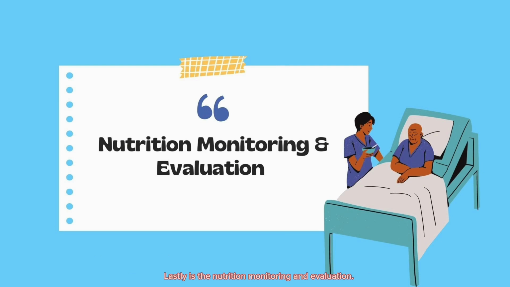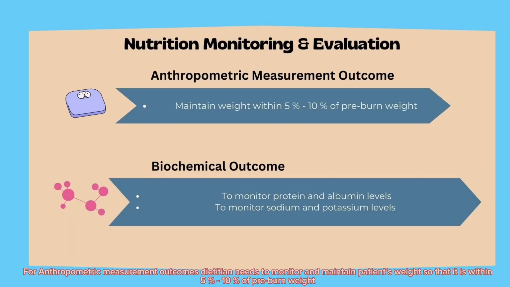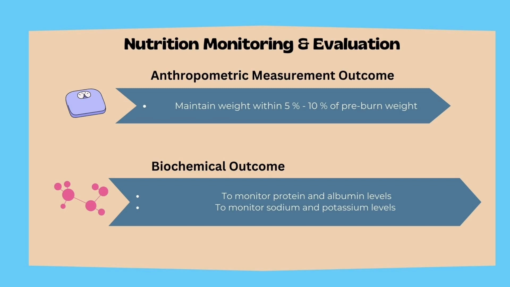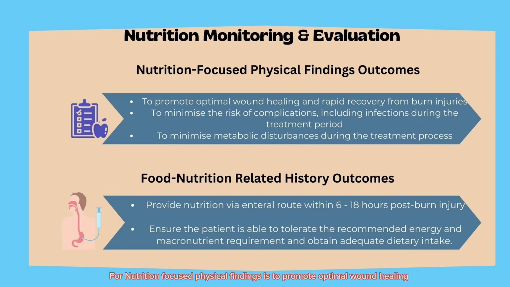Lastly is the nutrition monitoring and evaluation. For anthropometric measurement, the dietitian needs to monitor and maintain patient weight so it is within 5 to 10% of pre-burn weight. Biochemical outcome is to monitor patient protein and albumin level as well as their sodium and potassium level. For nutrition-focused physical findings is to promote optimal wound healing, to minimize risk of complication, and to minimize the metabolic disturbance during the treatment process.